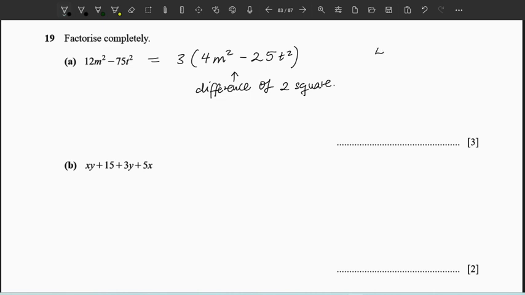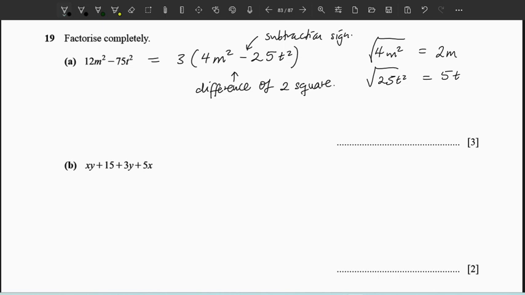For example, if I have 4m squared, the square root of 4m squared is 2m. Also, the square root of 25t squared is equal to 5t. The reason why it's called a difference is because we have a subtraction sign there. That's why we call it a difference of two squares, because you're subtracting two square terms there.